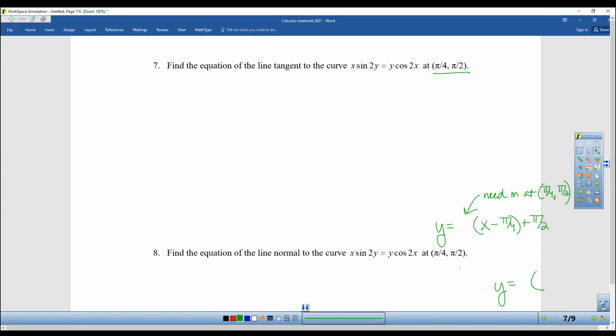So number 8 is pretty much just another answer. X minus pi fourths plus pi halves. If you're attempting this on your own, then I'll just tell you right now that the slope comes out to be 2, which means this slope comes out to be negative 1/2. So there's the two answers if you want to try and do it on your own. But we will do it out.